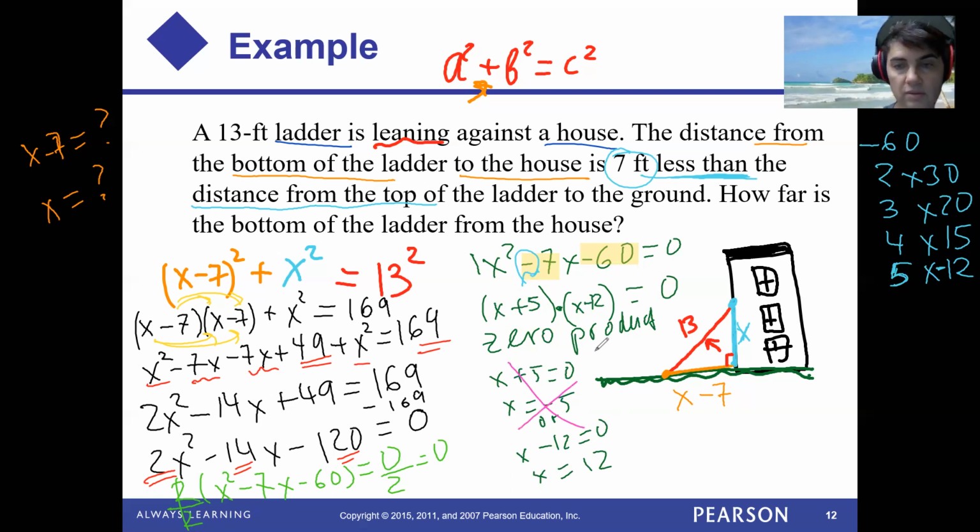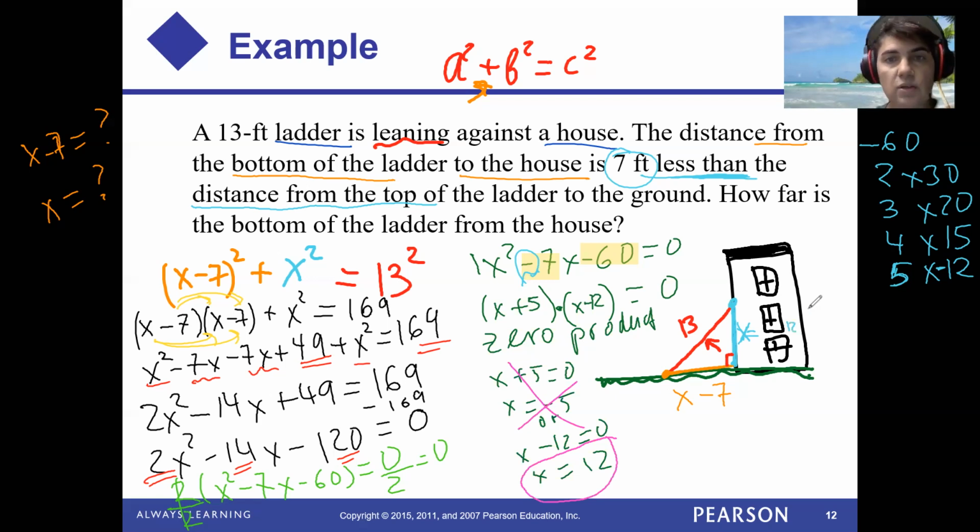It's not the solution. And what we're left with is the 12. So this means that the blue length equals 12. This equals 12 right here. Ooh, I don't know how to squish it. It's right here. X equals 12.